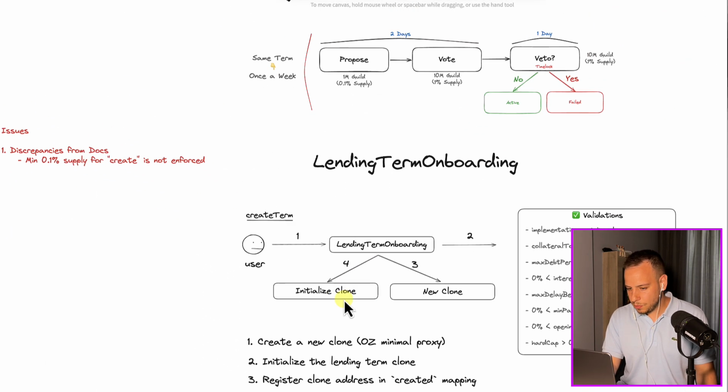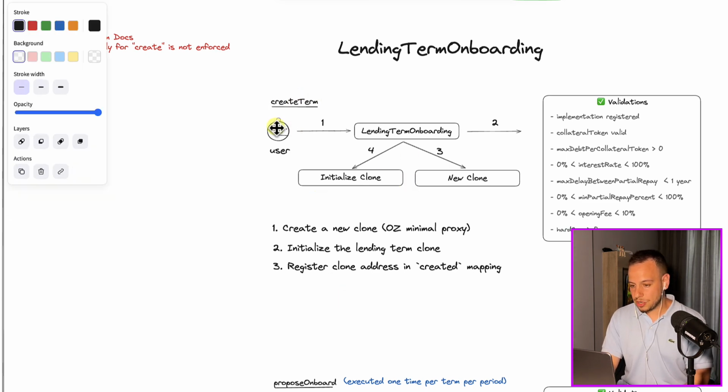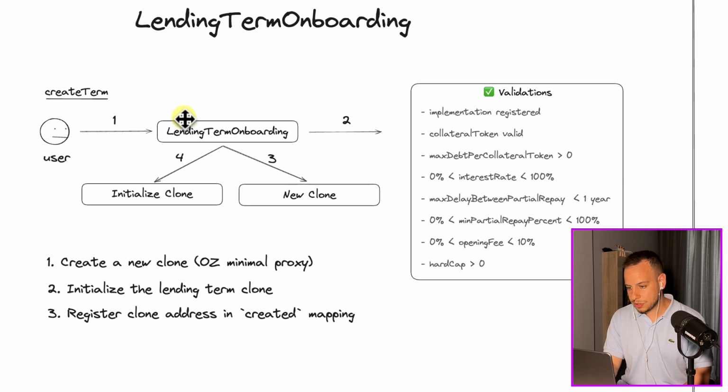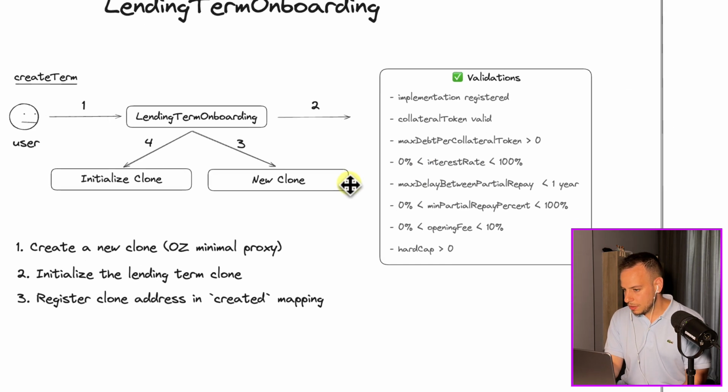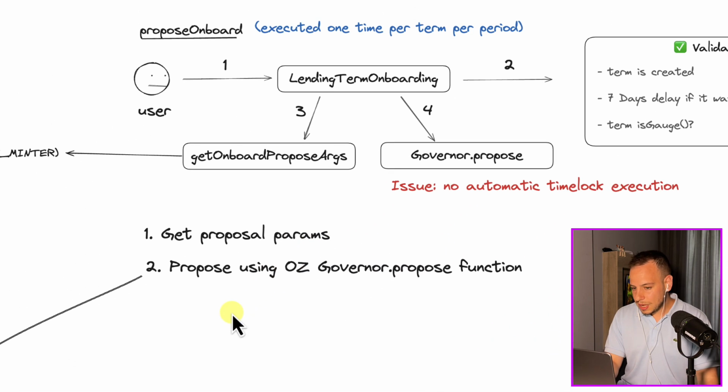And this is already when I got into the smart contracts and I started drawing every function, what happens. So create term, the user calls this contract. Then these are the validations that are happening. Maybe there are some missing validations, right? Maybe some of the parameters are not being validated. Maybe we can manipulate the state somehow. Then we create a new clone. Then we initialize the clone. So they use OpenZeppelin minimal proxies, clones. So this is how these diagrams work.